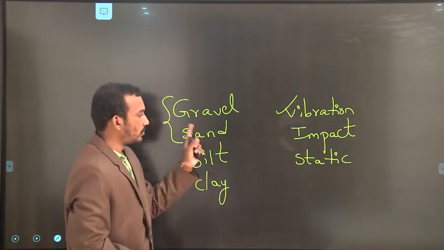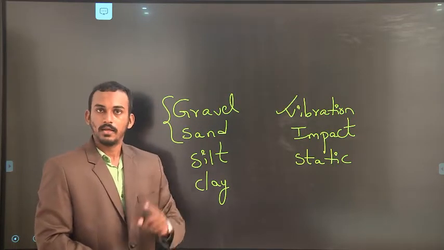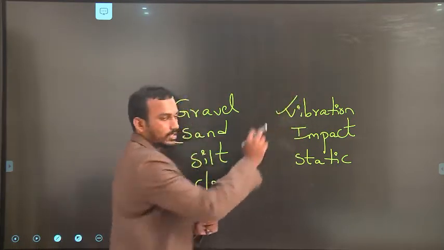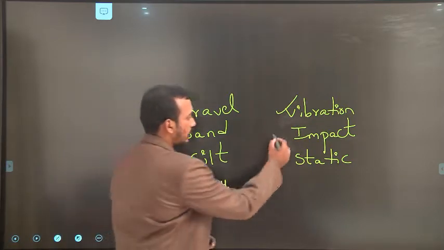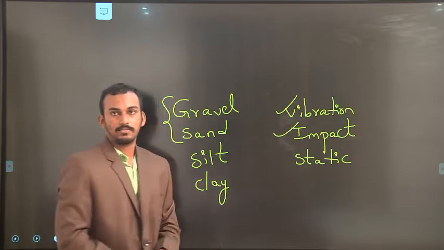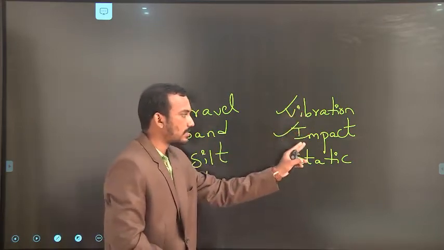So, what do we use to densify these 2 soils? The first one is vibroflotation. In that method, we use vibration forces only. The second one is dynamic compaction. So, there we use impact forces. In order to densify the gravel and sand, vibrations and impact are the most suitable.